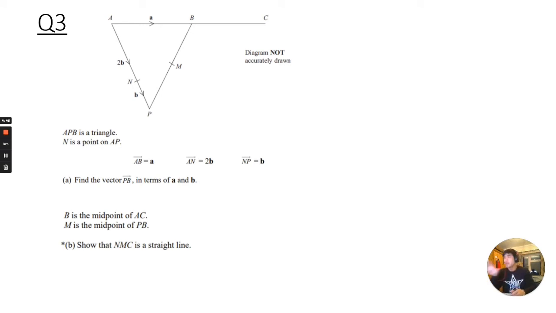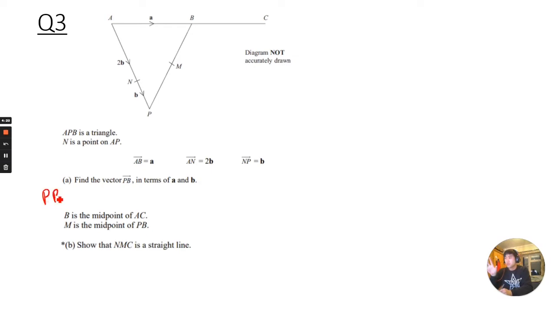Okay, so in this question, it seems like they're giving you a lot of information, but what's already written here is already on the diagram anyway. So part A is saying find the vector P to B in terms of the vectors a and b. We can't go directly from P to B, as is always in these questions. So what we can do is take a bit of a detour.